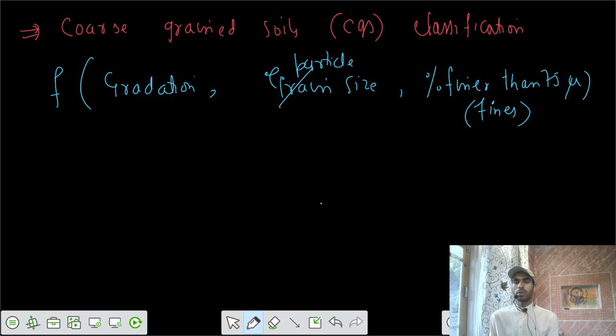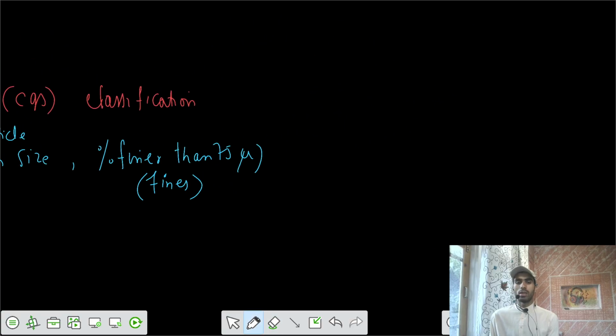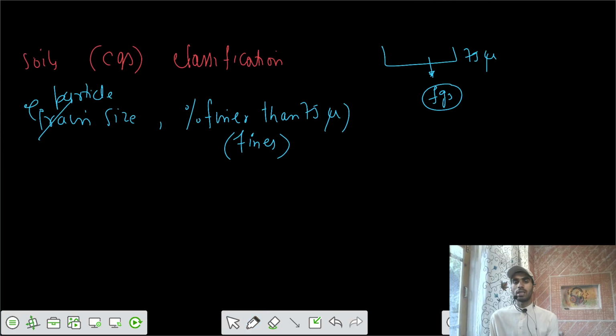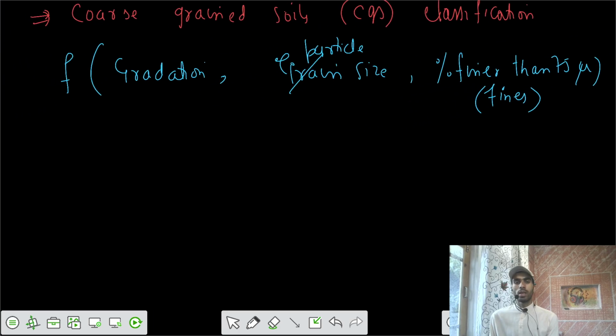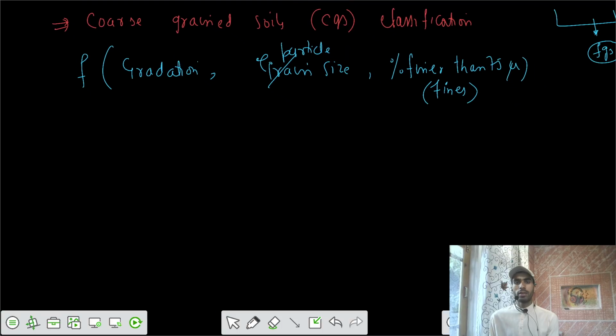That means how much percent of the total particles are finer than 75 micron size. Out of the total 100% of particles, how much percent is passing the 75 micron sieve? That means out of the 100%, how much percent is actually fine-grained soil? That's this percentage finer, so we are going to write that as fines. Based on these three parameters, we have three different cases.